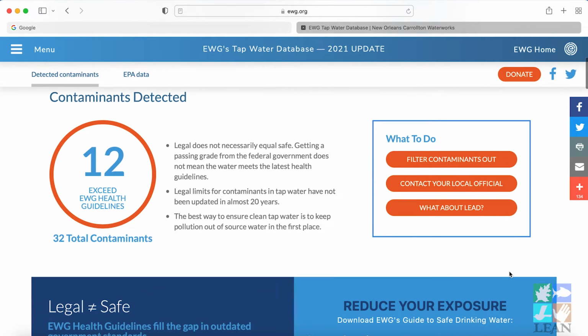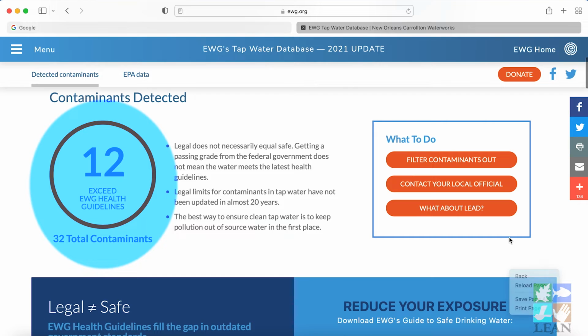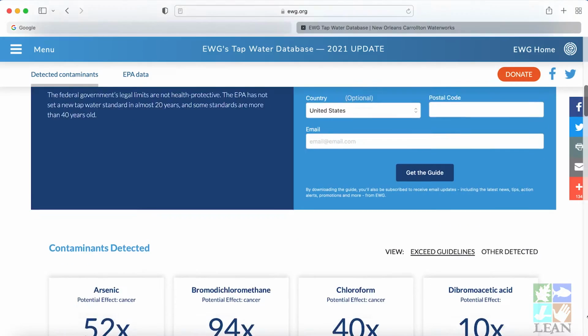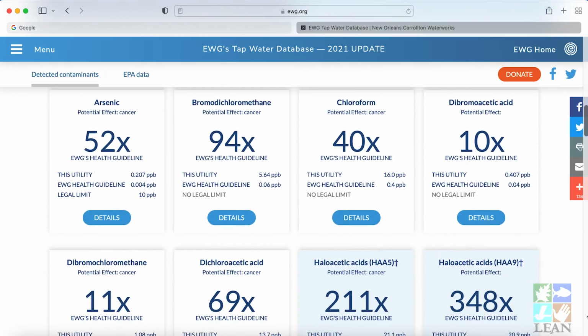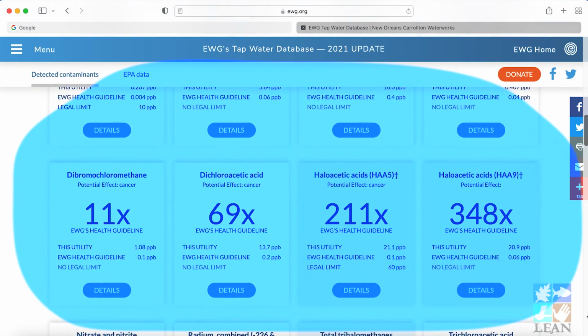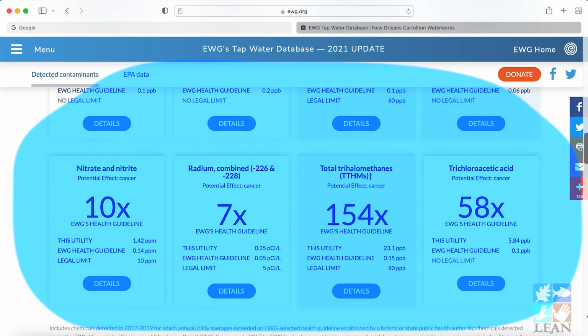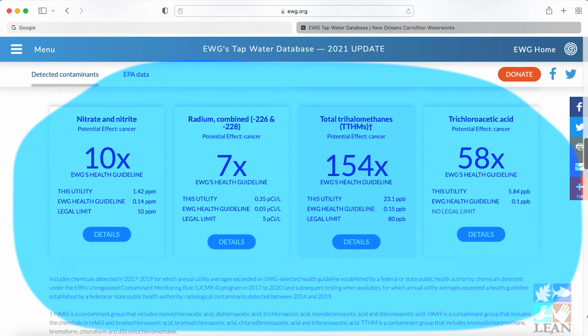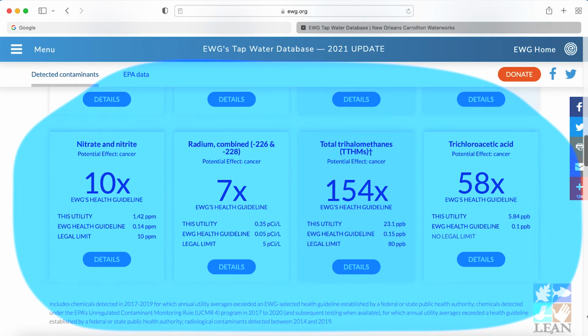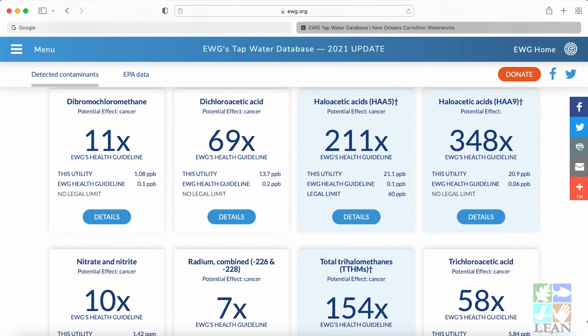We'll look at the Carrollton station for New Orleans, and they see that there are 12 contaminants that were detected that exceed the EWG's health guideline. So what were those contaminants? Arsenic, bromodichloromethane, chloroform, dibromoacetic acid, etc., etc. Oh, look, there's a lot. Radium, nitrate. So what do we do?